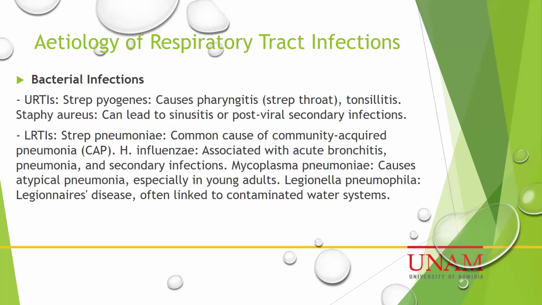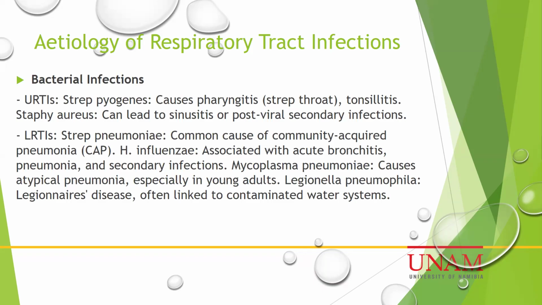We have H. influenzae, associated with acute bronchitis and pneumonia, and a cause of secondary infection. Atypical agents like Mycoplasma pneumoniae cause atypical pneumonia, especially in young adults. We have Legionella pneumophila, which causes Legionnaires' disease, which is often linked to contaminated water systems.